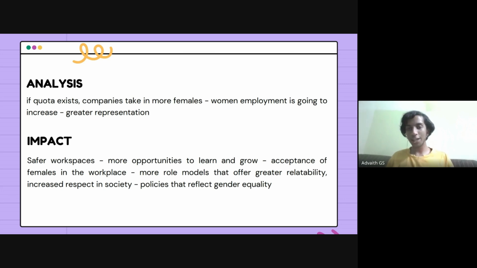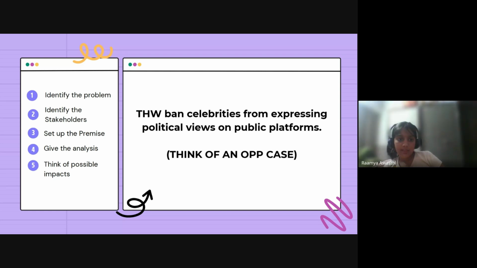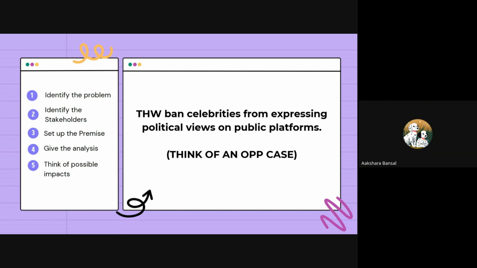But I'm going to give you two other motions on which I hope you ponder. The next one is: the House would ban celebrities from expressing political views on public platforms. I'm going to type it out so that you can see. For this one, do we have to go for or against? You can go either way.